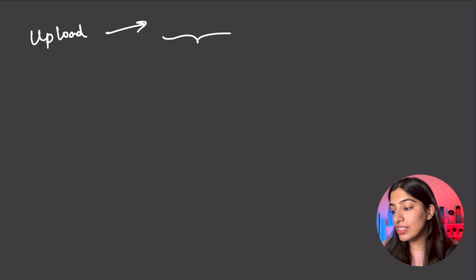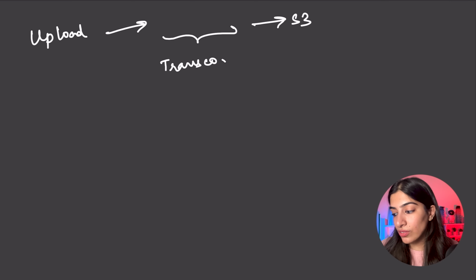One is during upload and one is during streaming or watching. So during upload, what we need to do is that for each of these chunks, we need to convert them to all the possible resolutions, and all of these possible resolutions we want to upload to S3. And who is going to do this? Which service is going to do this?